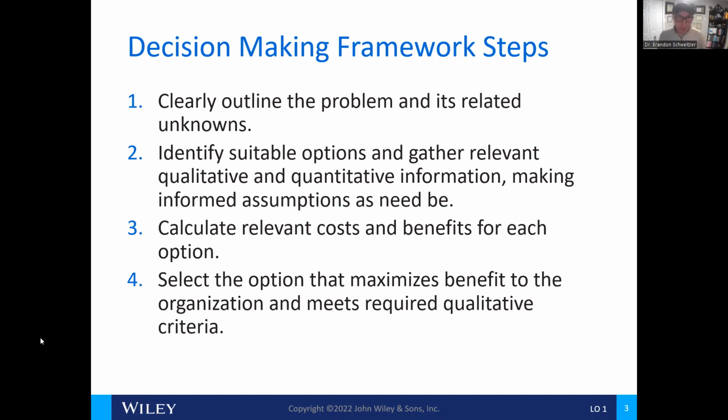And the fourth step is to select the option that makes the most sense based on maximized benefit to the organization and that meets the required qualitative criterion as outlined in step 2. The fifth and final step is to, of course, implement your decision.